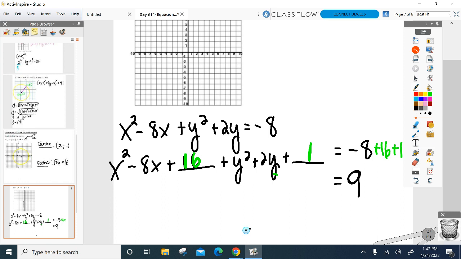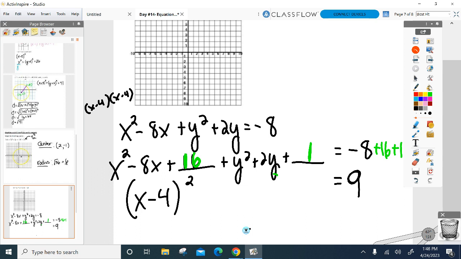Factor time. Ready? Two numbers that multiply to 16 but add to negative 8. What do we got? I'm just going to do this off to the side. x minus 4 and x minus 4. Anybody got a fancy way of writing that? x minus 4 squared.